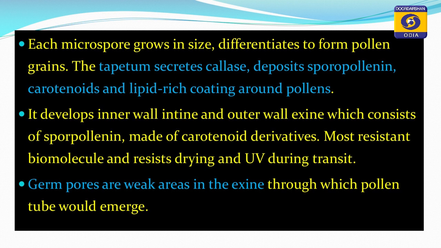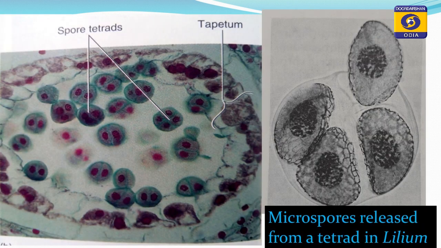This is just a microsporangium. Now, the microsporangium has so many microspore tetrads. On the right, you can see 4 microspores or young pollen grains released from a tetrad. This action is done by an enzyme called callase. Now each microspore grows in size and becomes a pollen grain.